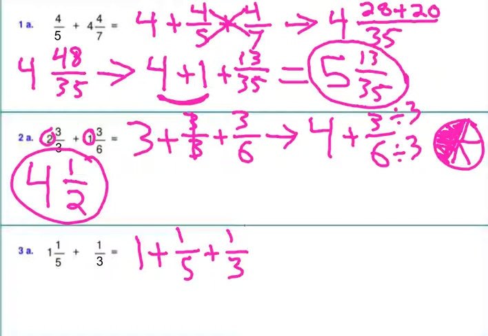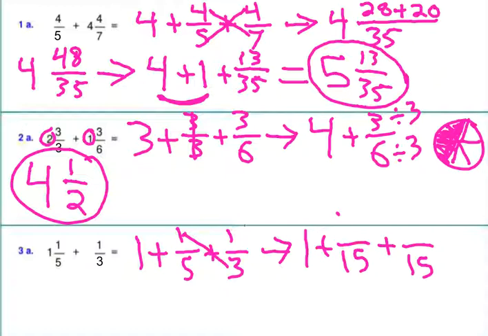And can you add these two fractions together how they are right now? No, you've got to multiply the denominators. So 15. This is going to be 15ths. This is 1 plus how many 15ths plus how many 15ths? To figure that out, we can cross multiply. 1 times 3 is 3. So 1/5 actually equals 3/15ths. And then cross multiply this way. 1/3 actually equals 5/15ths. So 8/15.